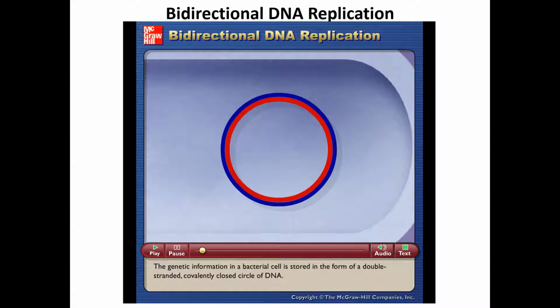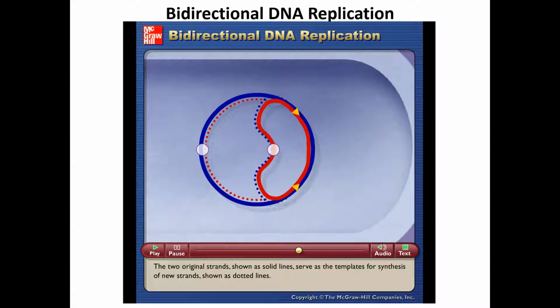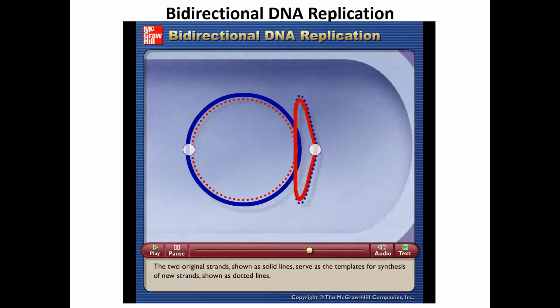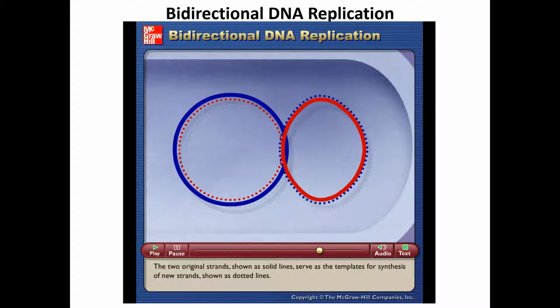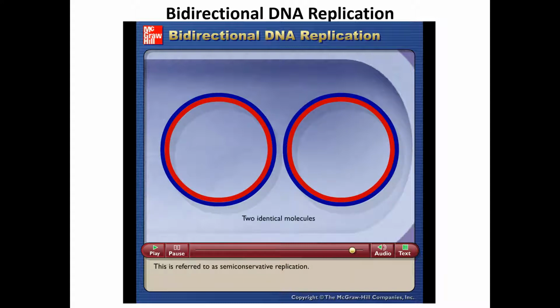The genetic information in a bacterial cell is stored in the form of a double-stranded, covalently closed circle of DNA. Replication begins at a specific site called the origin. The origin replicates, and then DNA replication proceeds in two directions. The two original strands, shown as solid lines, serve as the templates for synthesis of new strands, shown as dotted lines. This is referred to as semi-conservative replication.